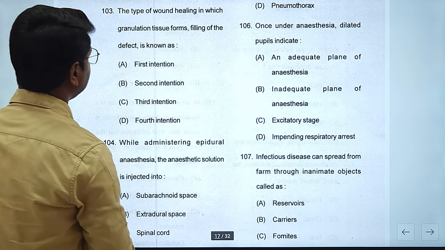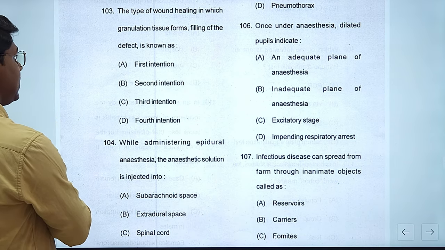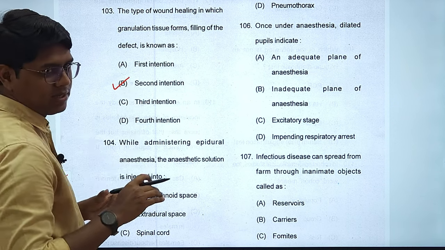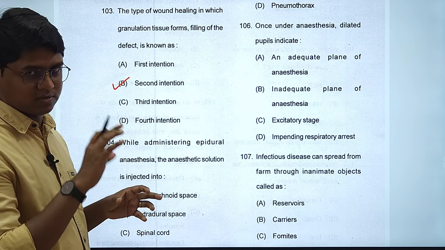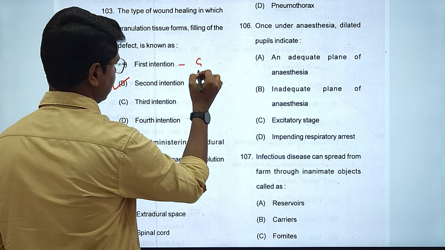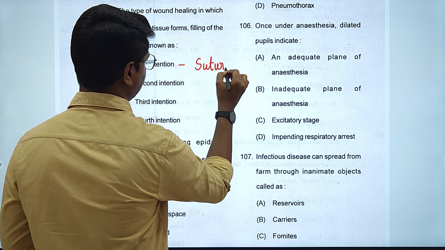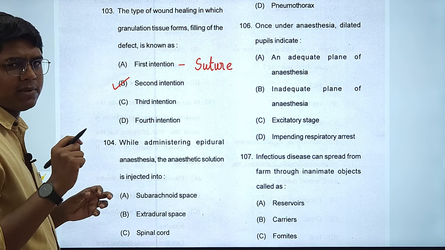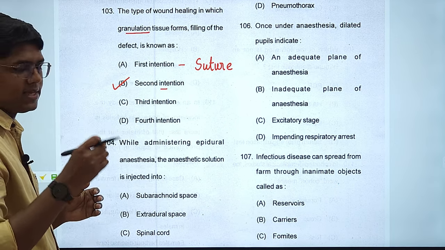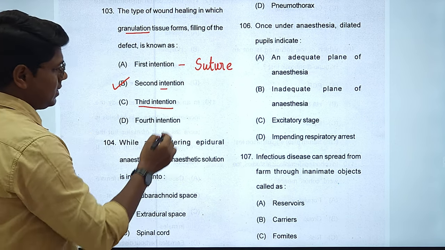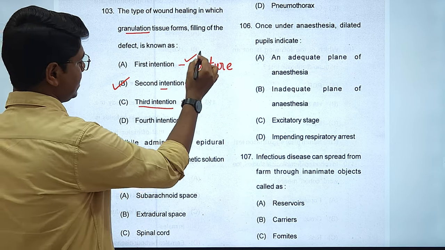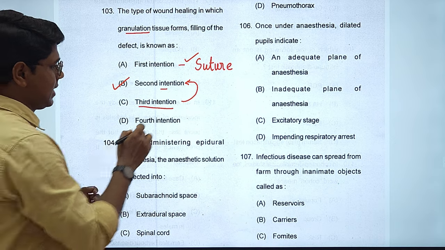103. The type of wound healing in which granulation tissue forms filling the defect is known as second intention. I have discussed this vividly in a separate video under general surgery, but for your reference, first intention healing means healing under a suture. When you suture a wound, the healing is first intention, with minimal scar tissue formation. Second intention is healing under granulation, where there will be granulation tissue between the edge gaps. Third intention means a wound is healing in second intention, but in between you interfered and did the suturing, so it healed under first intention. That is third intention healing.